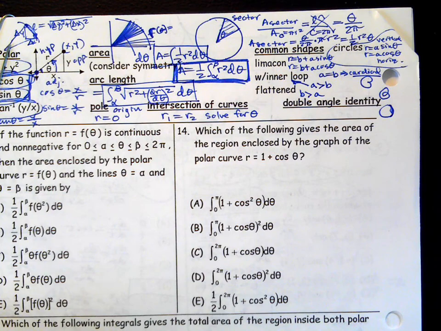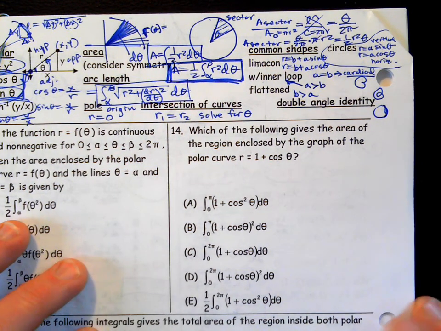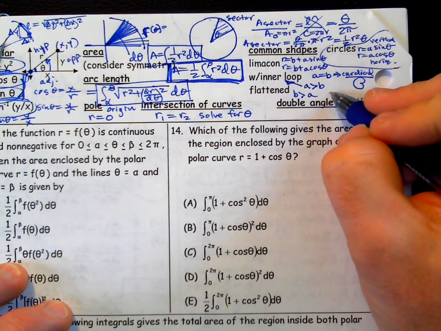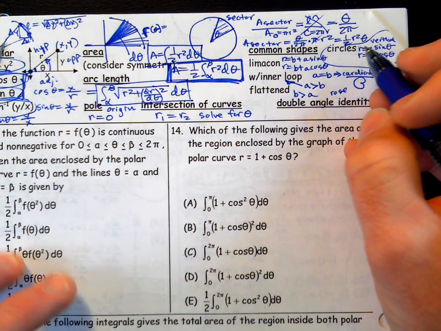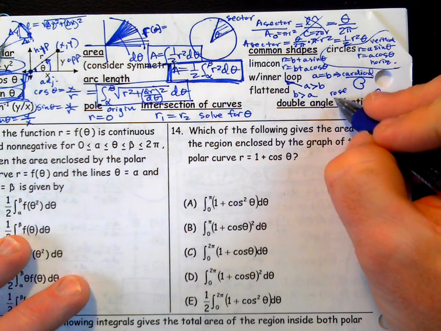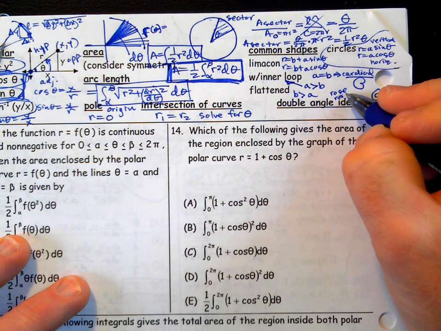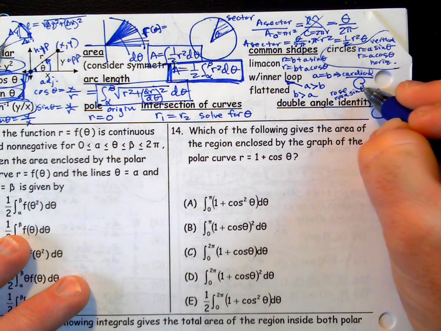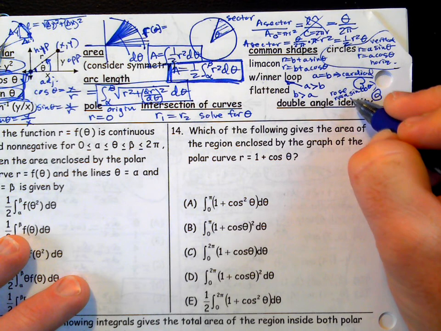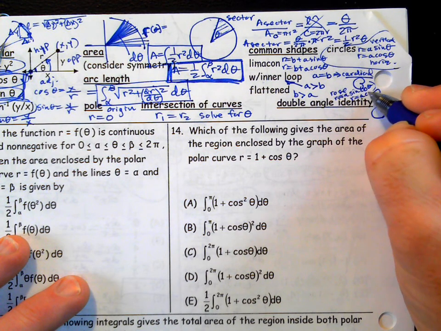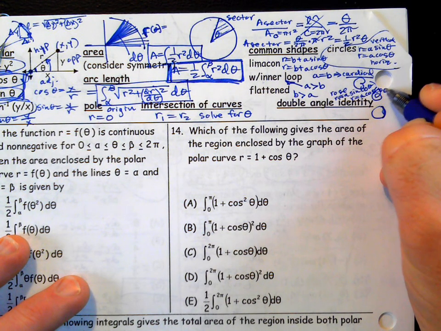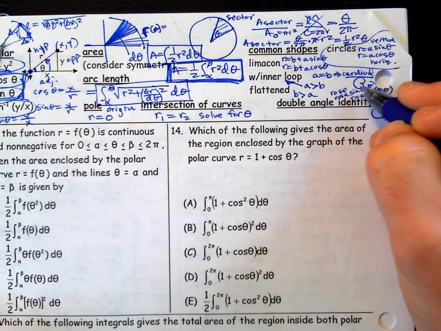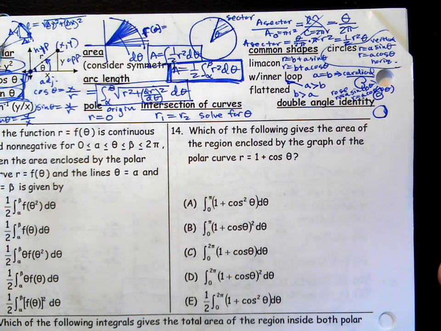Now, there's also rose curves, flower petals, and they are like circles, r equals A sine, and then there's something multiplying the angle inside. Now, circles are essentially a one-petaled rose curve.